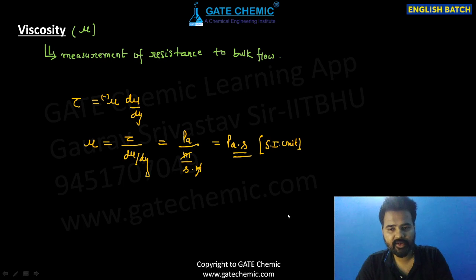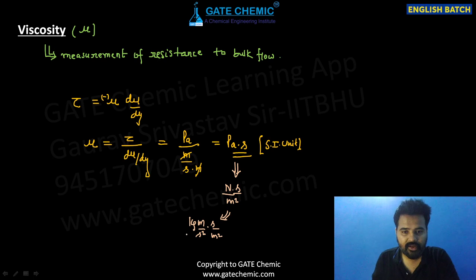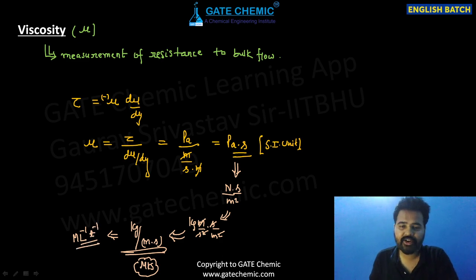Same as the MKS unit of viscosity. In an extended form, what is Pascal? Pascal is Newton per meter square. So Newton second per meter square. What is Newton? Newton is kilogram meter per second square into second per meter square. Now you can see it can be written with meter cancelled and second cancelled, that means kilogram per meter per second. In MKS form, kilogram per meter per second, dimension M L^-1 T^-1. Tell me, my dear students, is it crystal clear to all of you?